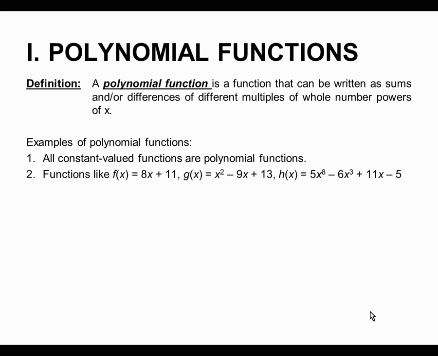Number 2, functions like f of x equals 8x plus 11, g of x equals x squared minus 9x plus 13, h of x equals 5x to the 8th minus 6x cubed plus 11x minus 5, and so on. These are polynomial functions. I have nothing but whole number powers on the x. Remember the power that you don't see is 1. If you don't see an exponent, it's understood to be 1. So 11x, 9x, and 8x are each x to the first power. And again, remember, all numbers are polynomials.